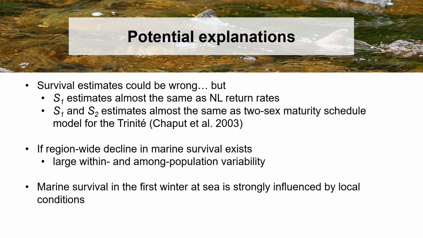And the other explanation that I think seems reasonable, given that we don't see any correlation between closely related populations, is that marine survival in the first winter at sea is probably strongly influenced by local conditions. And as I mentioned in my introduction, this is just speculation. We really can't say what the case is, but I'm just thinking out loud here and looking at potential explanations of why this might be the case.